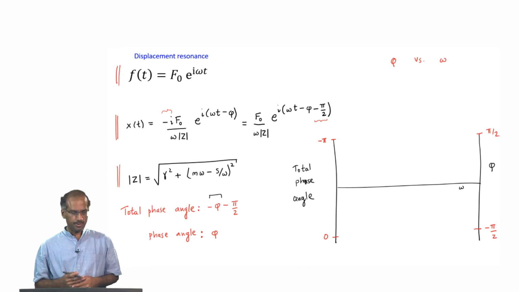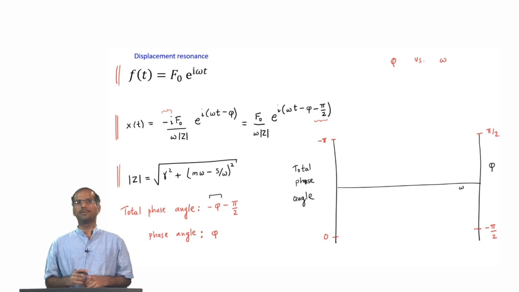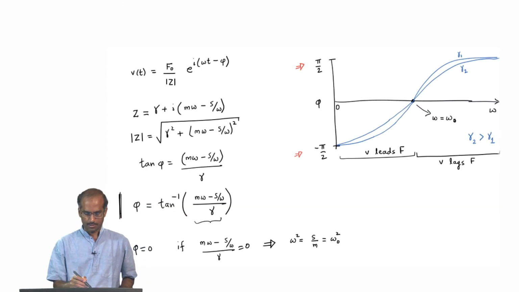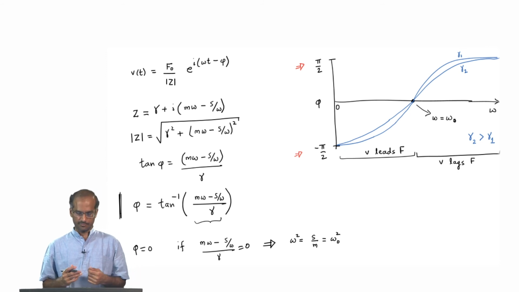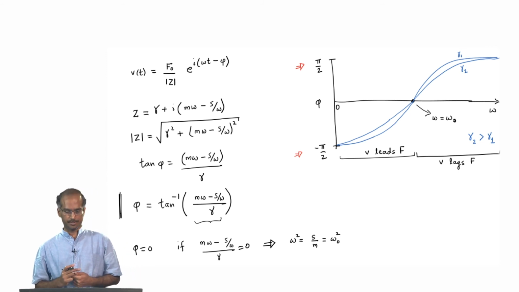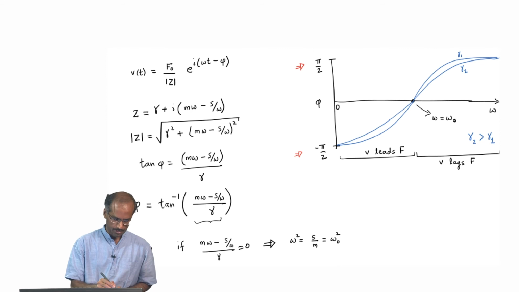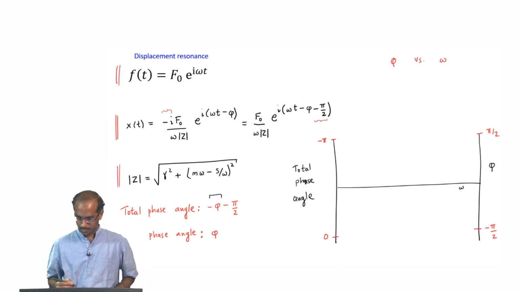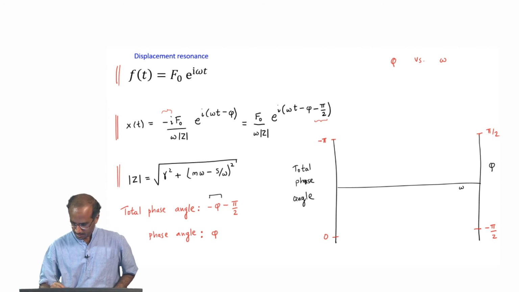Now all we need to do is to simply plot the functional form of phi equal to tan inverse of (mω minus s/ω) divided by gamma. Here again I leave it as an exercise for you to do it yourself, but the curve should look something like this.